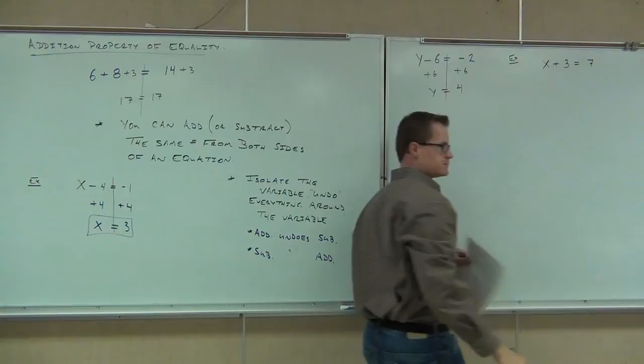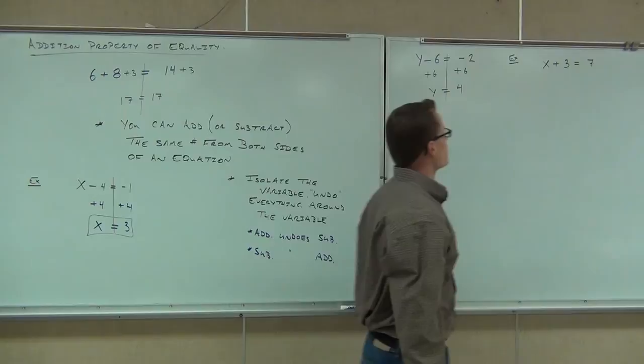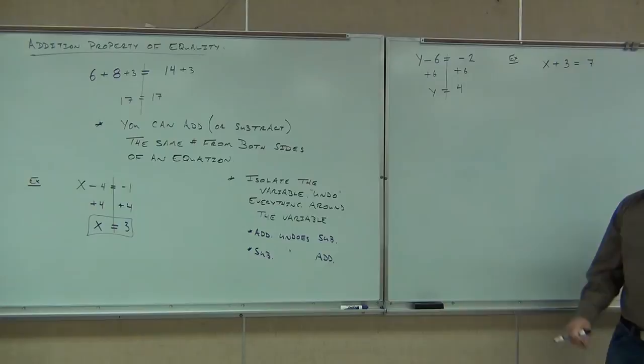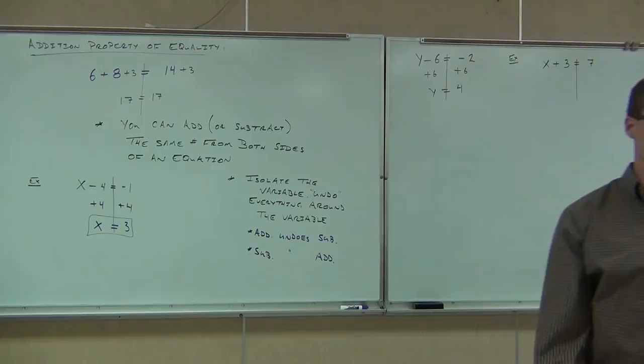Okay, we've got an equation. Our variable is now x. Let's look at this one, though. Will addition work to get rid of that plus 3 that we need to remove? No. Here we've got our line saying we're equal. Why minus 3? Because it's the opposite. Okay, good. So we're just trying to undo things.